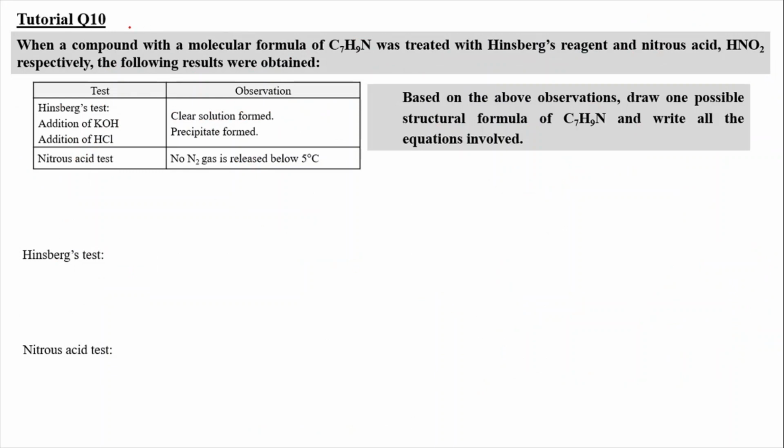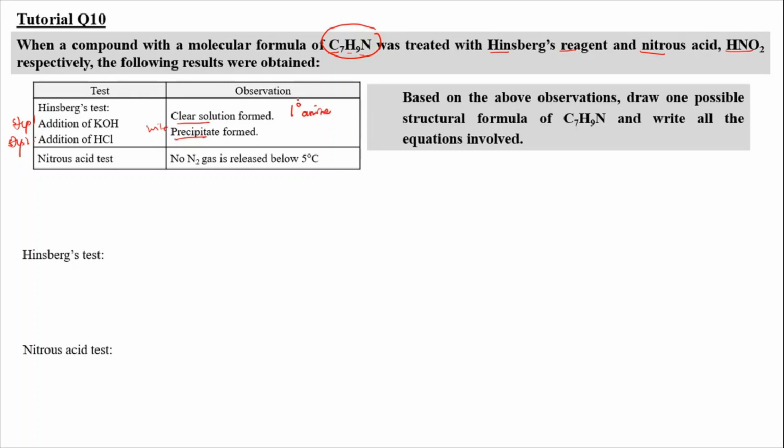now for tutorial question 10, when a compound with a molecular formula of C7H9N was treated with Hinsberg reagent and nitrous acid, which is HNO2, respectively, the following results were obtained. So when the amine here, C7H9N, reacts with KOH under the Hinsberg test, which is step number 1 here, it is going to produce a clear solution. For step number 2, it is going to produce a precipitate, which is a white precipitate. Okay, so you know that it is a primary amine.